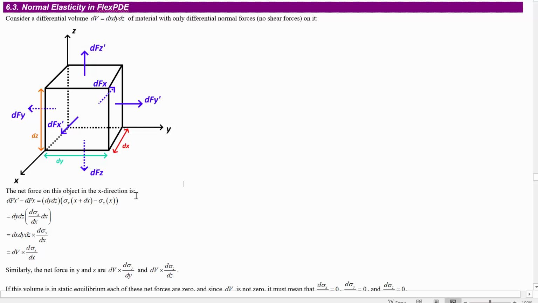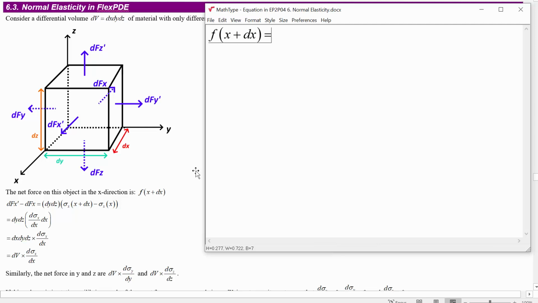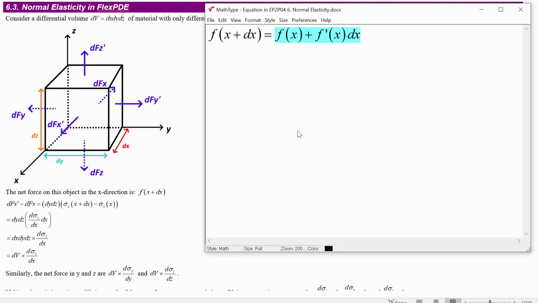And using a linearization, we say that any function at a small distance in the future, x plus dx, is equal to the function at x plus its slope at x times dx. This is kind of like a two-term Taylor series. We're going to drop the other terms because those are, in big O notation, order of dx squared. So forget those because dx is very small. We're just going to take a one-term linear approximation to the function, which is going to be okay as long as we do a small enough step.